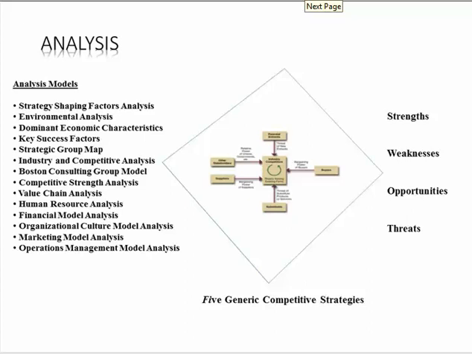Now I want to emphasize, for your research paper, you only need to look at a few of these models. I'd say maybe the environmental analysis, possibly the key success factors, definitely finance, and then you might consider marketing or one of the other ones. But that's enough, because I don't want a 40-page paper. I want a 12 to 15-page double-spaced paper.